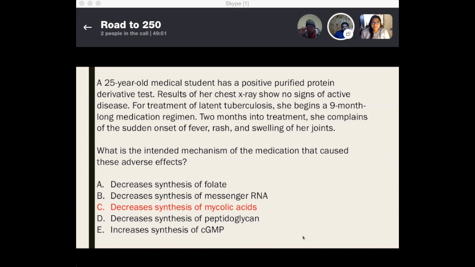What drug would be synthesis of cGMP? That one is hydralazine. It causes vasodilation through increased production of cyclic GMP and may also cause lupus-like syndrome, but is not used to treat TB.